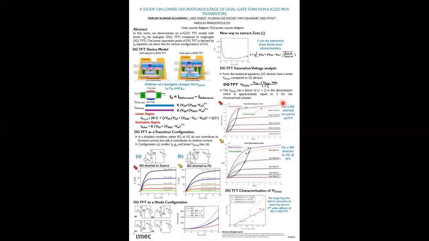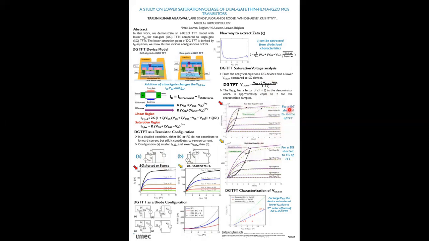From the characterized results, we have tried to extract the zeta through a new way, and that is assumed to be more accurate at the saturation voltages. Furthermore, the dual gate TFT devices characterized results for configurations A and B are compared with the model simulation results. This evaluation is to understand the saturation voltage from the characterized results and the comparison with the model results.